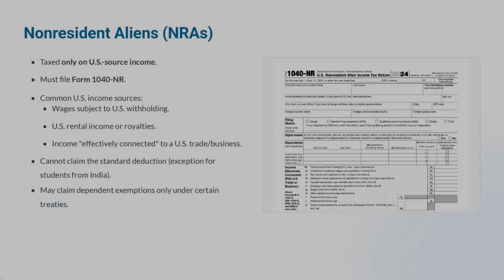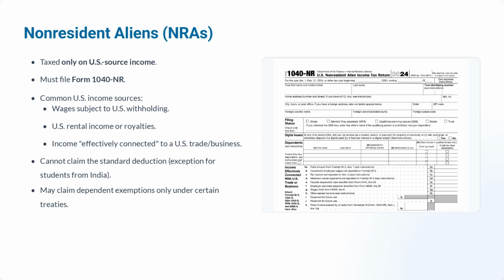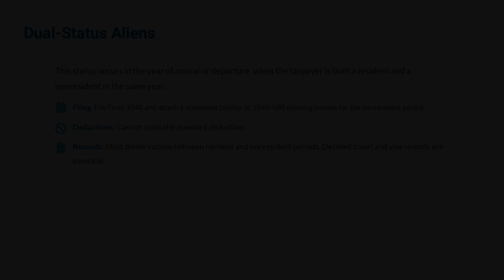Number 4. Non-resident alien. Non-residents are taxed only on US source income, effectively connected income, and certain passive income at statutory rates. They file Form 1040NR, not Form 1040. They generally cannot claim the standard deduction except under the India Treaty, have limited credit eligibility, and must follow specific withholding rules.